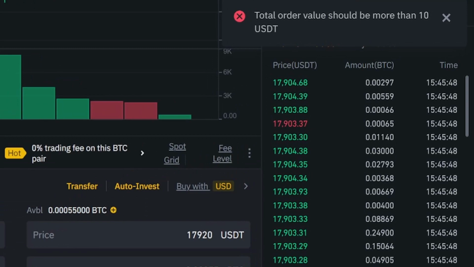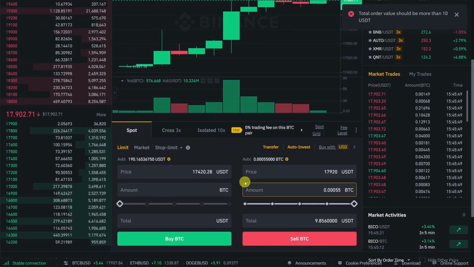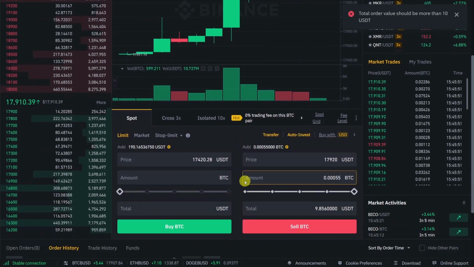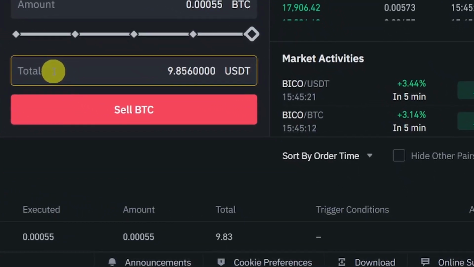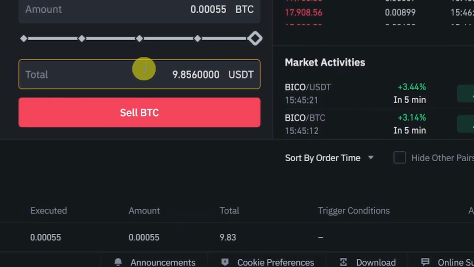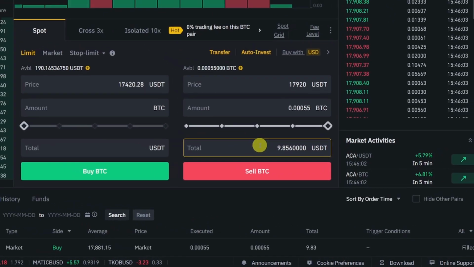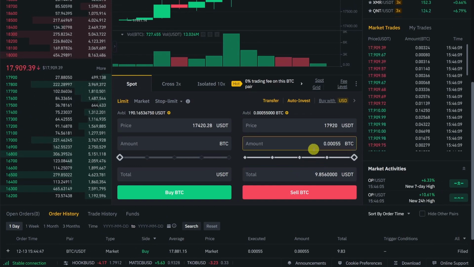Wait, what? What is this? The order size is too small? How did that happen, and where are my $10? Here I am starting to notice something. The order was filled only for 9.83 USDT instead of the full 10. And now it seems that there is nothing that can be done with this amount of BTC at the moment. The order size will be too small at the specified price.